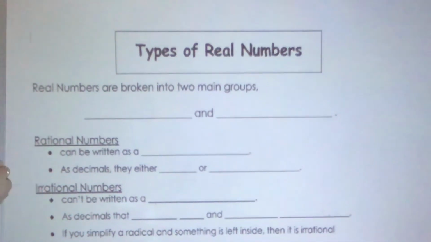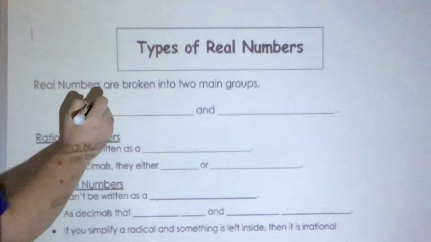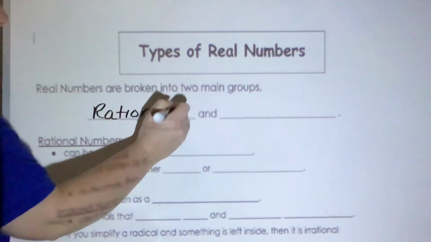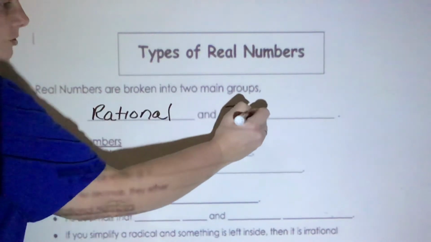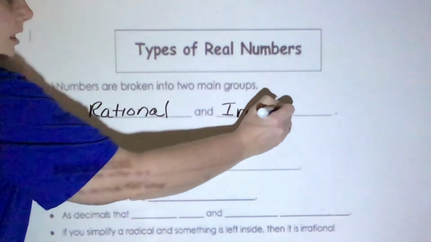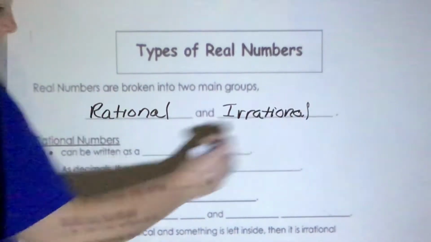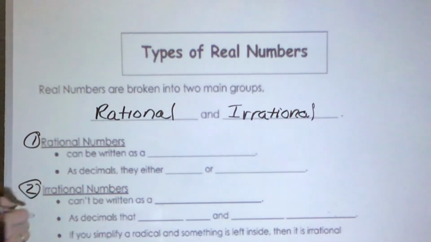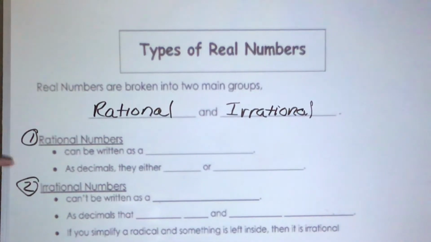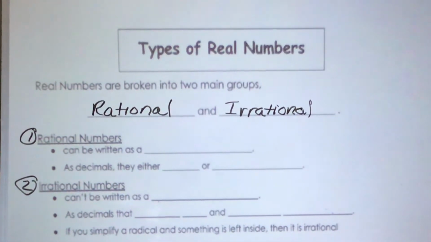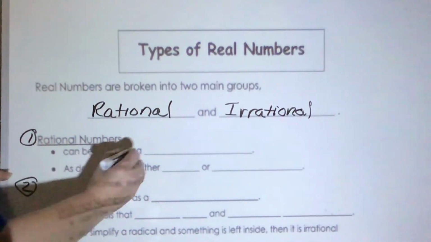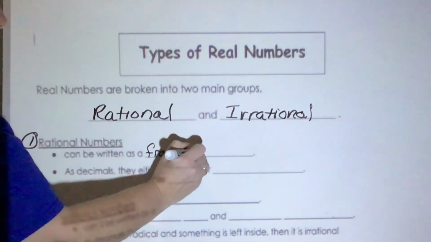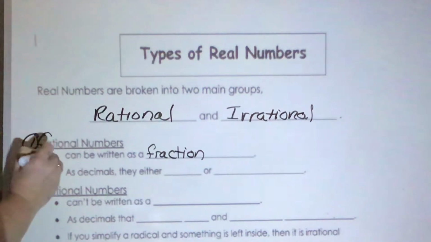They're broken into 2 main groups. The first group is rational numbers, and the second group is irrational numbers. So all real numbers are either rational or irrational. Rational numbers are the numbers that you generally like. They're numbers that you can write as a fraction. And that's why we call them rational, because ratio means fraction.